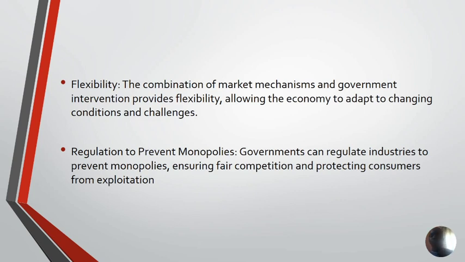Then regulations to prevent monopolies, because as you know, monopolies mean having one sole supplier of a product, so we are prevented from having monopolies. The government can regulate industries to prevent them from becoming monopolies, ensuring fair competition and protecting consumers from exploitation. So the government is playing as a middleman, as a referee, to make sure that there is fair competition and the protection of consumers from exploitation.